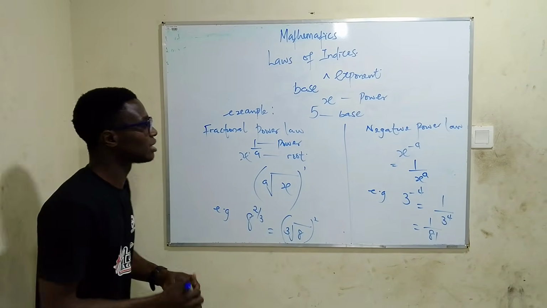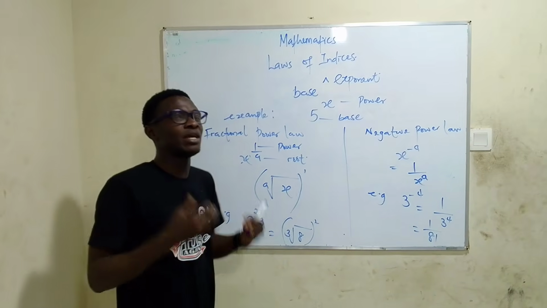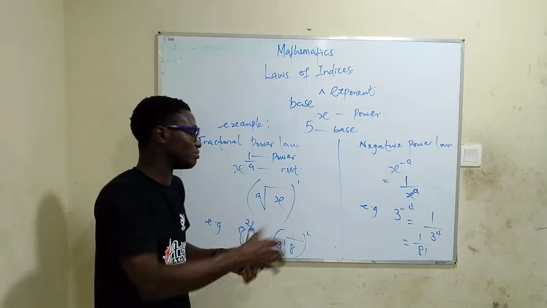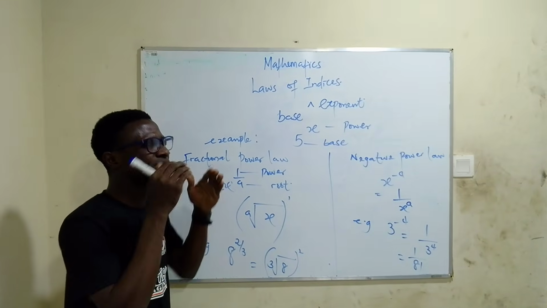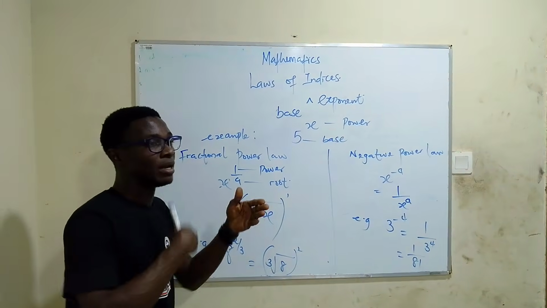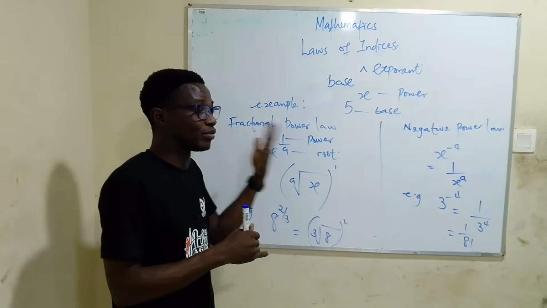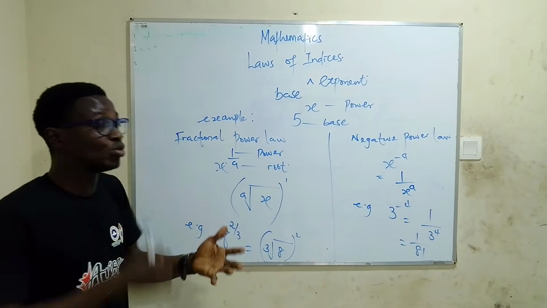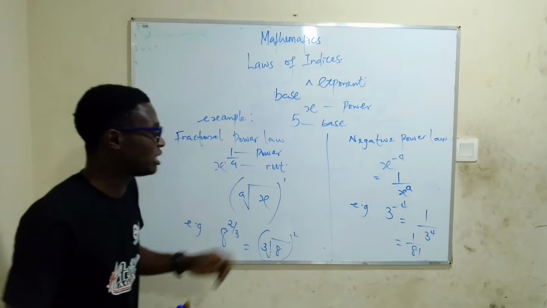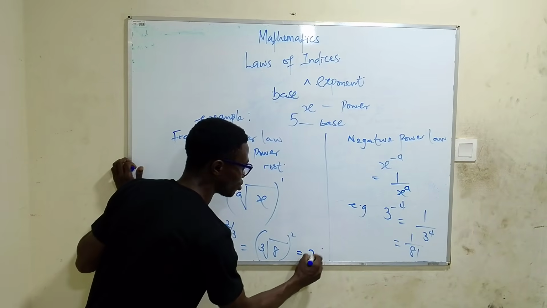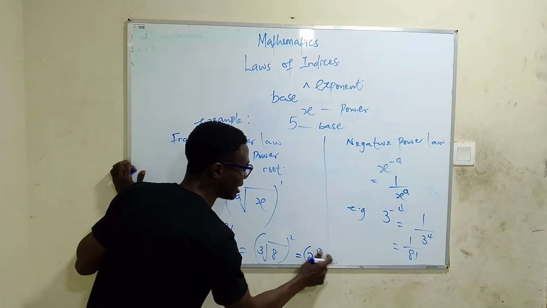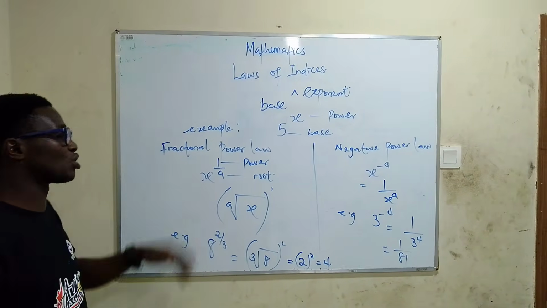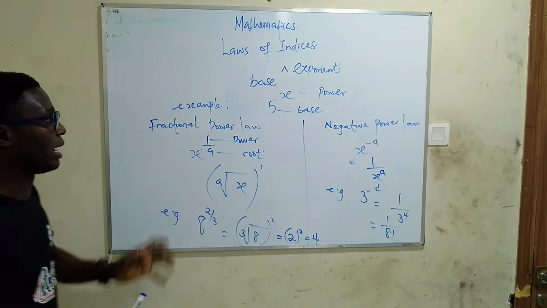Now, the cube root of 8: we need to think of a number that, when we multiply it 3 times, will give us 8. The simplest number is 2, because 1 times 1 times 1 is still 1, but 2 times 2 times 2 is actually 8. So that's 2 raised to the power 2, and the final answer here is 4. That's the fractional power law.